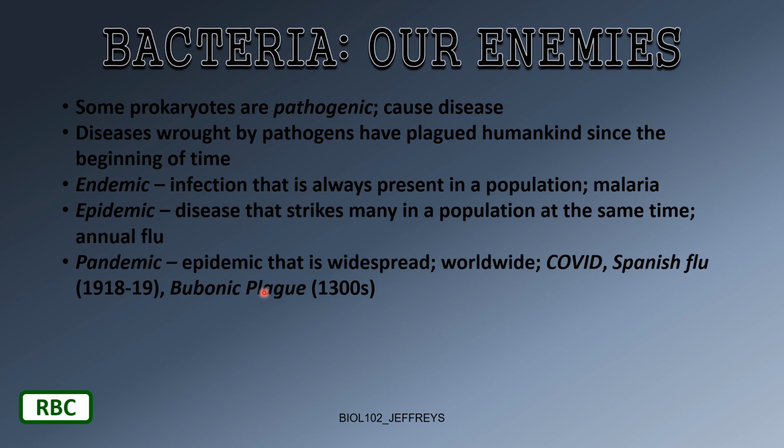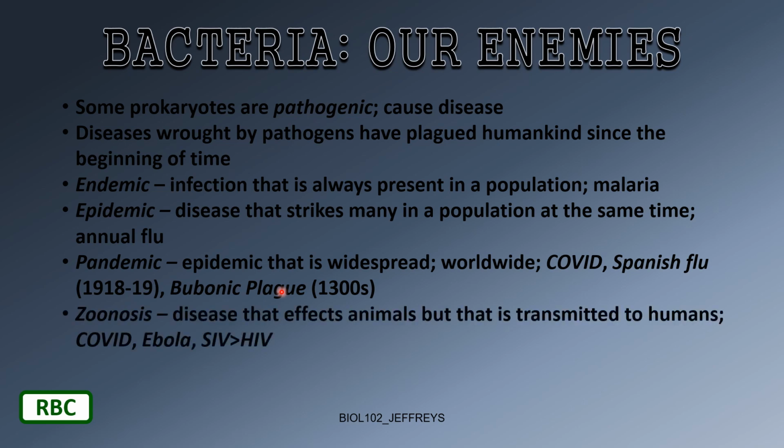Rat fleas cause the plague, also called the Black Death, by the way. Now, zoonosis is a disease that affects animals, but that is transmitted ultimately to humans. And examples we know are COVID. The coronaviruses are initially carried by bats, and when they are transmitted to humans, we call that a zoonosis.